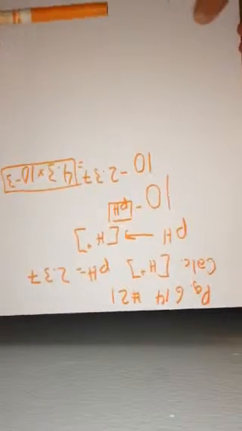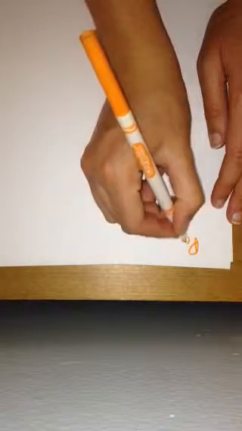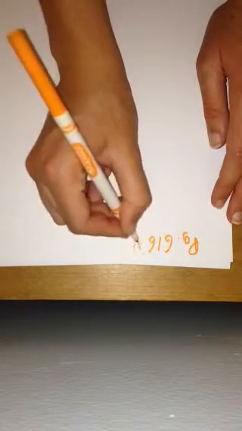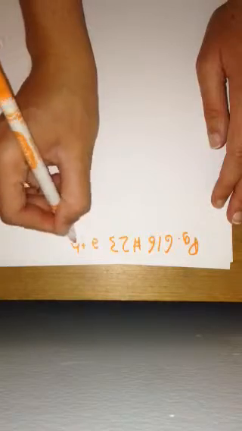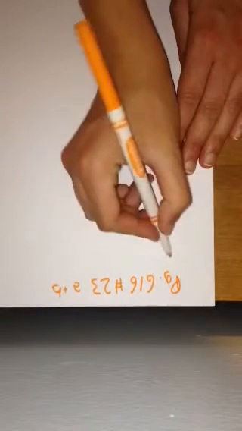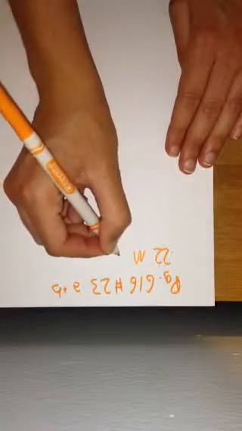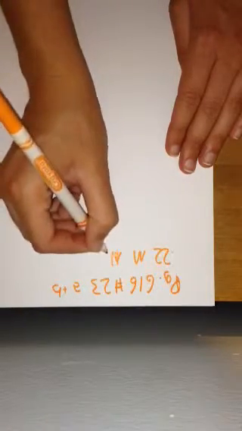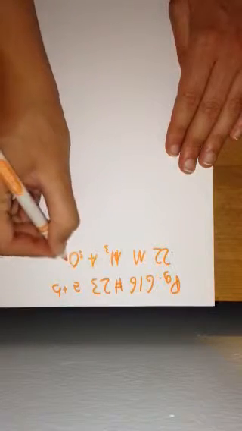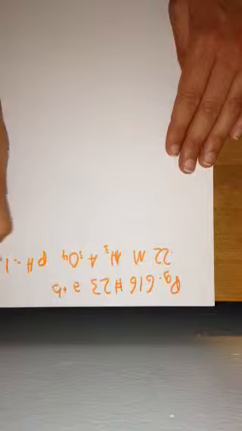So, on to the actual Ka problems. We're going to be doing page 616, number 23, A and B. For A, it says that you have a 0.22 molar solution of H3AsO4 and that your pH equals 1.5.